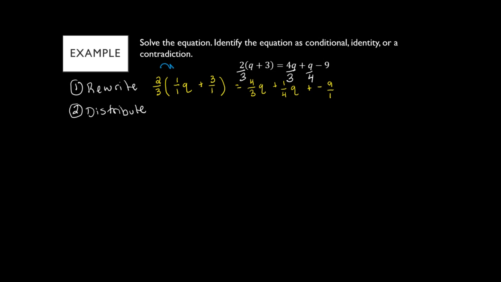And so we're going to do 2/3 times 1/1 q. That's basically just 2/3 times 1. So we're going to get 2/3 q. That's easy enough.